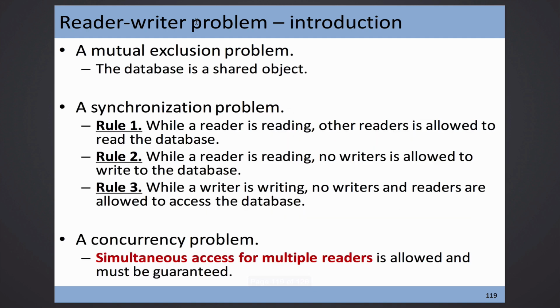So we can generalize it with 3 rules. The number 1 rule is while a reader is reading, other readers can go together. So this is definitely not mutual exclusion. It is a concurrency control. If we have a reader reading, then we should block the writer. It's because of the mutual exclusive access. The last is also mutual exclusive access.